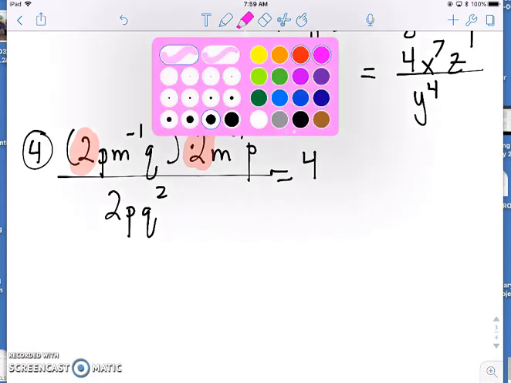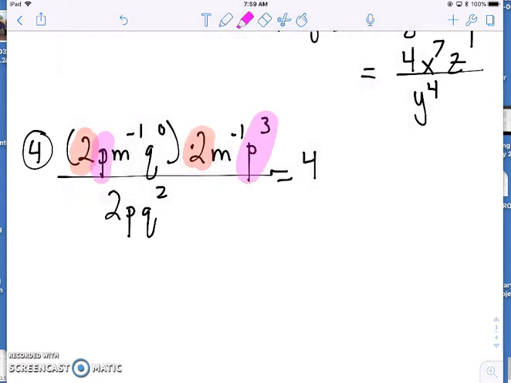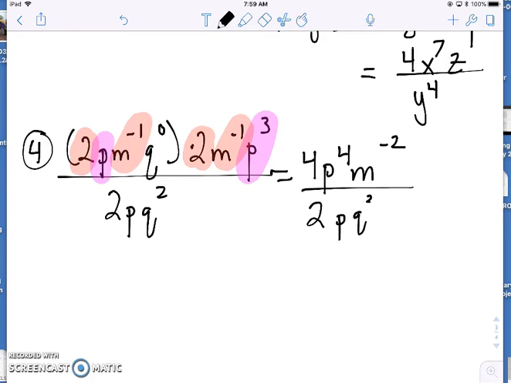Let's see our p's here. P to the 4th. Our m's, m to the negative 2, and anything to the 0 power is just 1. So now we have 2pq squared. Well, simplifying, 4 over 2 is 2. Where are there more p's? On the top, so that would be p to the 3rd. The m has to flip to the bottom, and the q stays on the bottom.